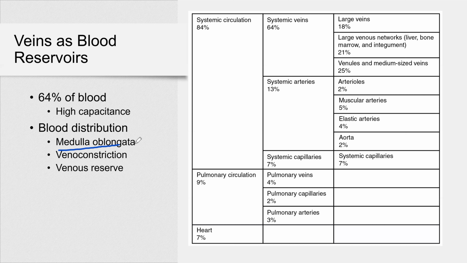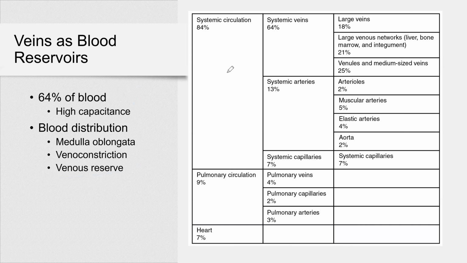And the medulla oblongata plays an important role in this regulation. Your sympathetic and parasympathetic nervous systems regulate the amount of blood flowing to different organs through venoconstriction and also venous reserve. It's just repeating the same thing, that you have a lot of blood stored, not stored, but present in your veins at each given moment.